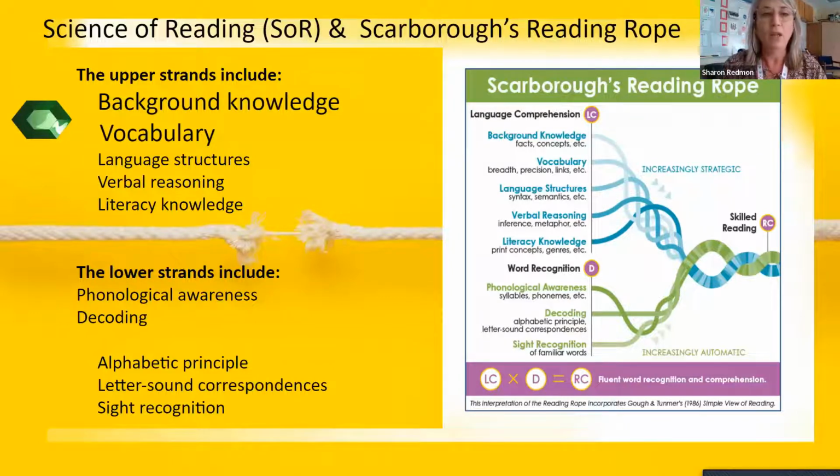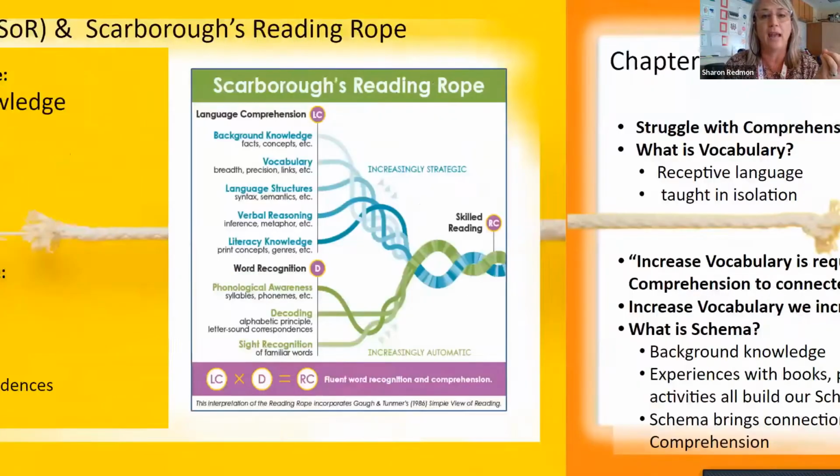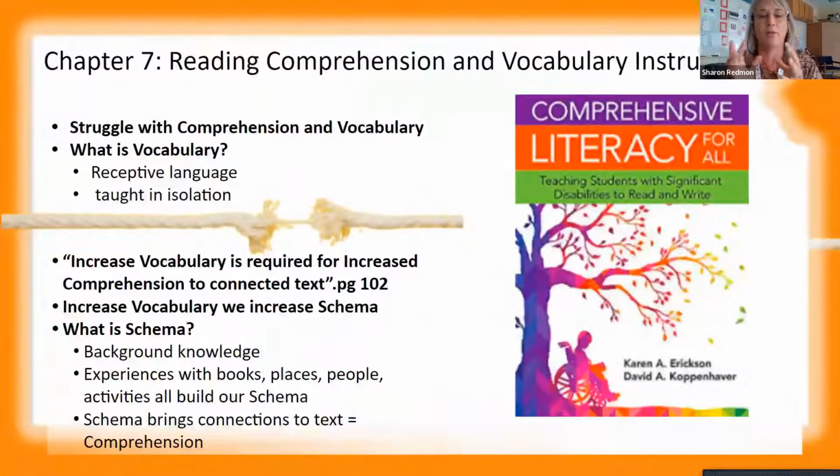So we're going to stick to that upper strand of Scarborough's rope, looking at that background, that schema, that vocabulary knowledge, and building that so that we can come back and look at that car in the crowd. So we are crowd in the car. I always reverse them so that we can have students participate.